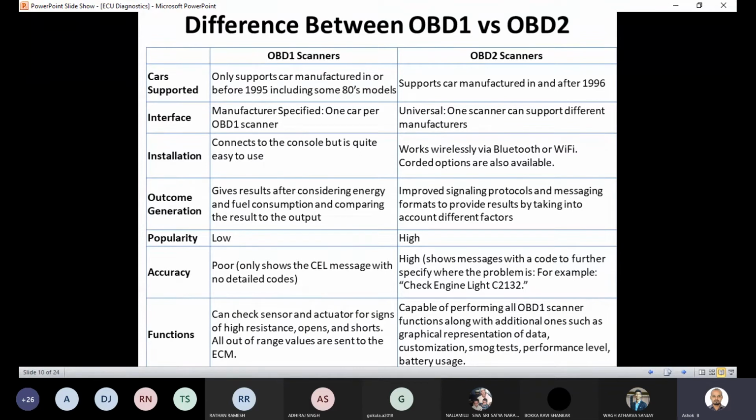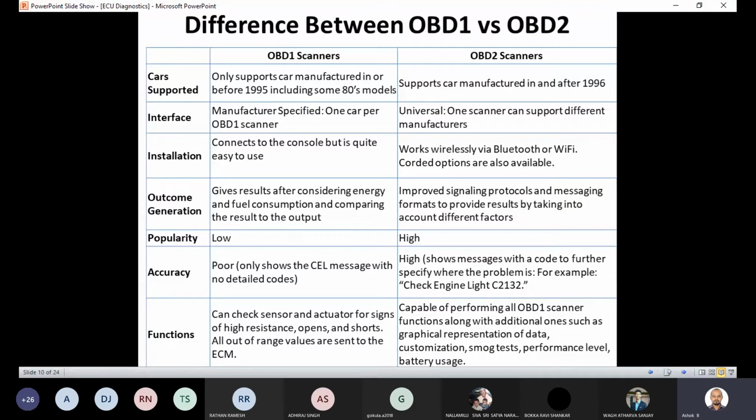Regarding outcome generation, OBD1 gives the results after considering the energy and fuel consumption and comparing the results to the output. It will just compare how much energy and fuel is consumed, and accordingly give the output. But in the case of OBD2, improved signaling protocols and messaging formats provide the results by taking into account different factors. Not only will it take the fuel and energy factor, but it will also take other different operating factors for providing the output.